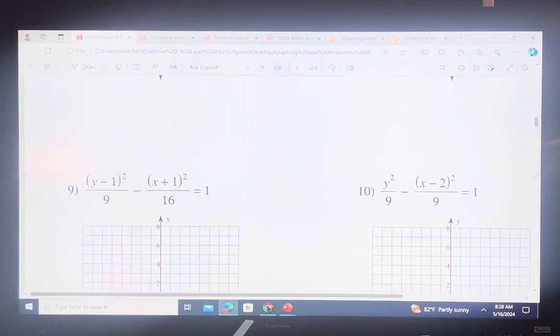Hyperbolas. Why do you add the foci to the center? If you subtract the foci, they won't be on the outside, they'll be on the inside. For example, if you subtracted those, you know how you do over here where you plus or minus that and that? You could just do this.